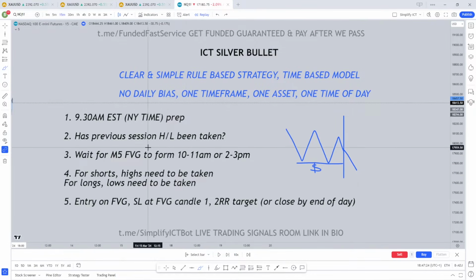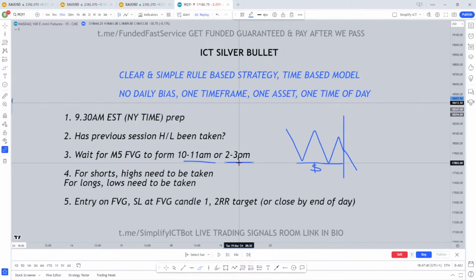So let's imagine the previous low has been taken. Wait for a 5-minute fair value gap to form between 10 to 11 a.m. or 2 to 3 p.m. Now you might be wondering, why is it only a 1 hour window? Well, this is the silver bullet AM session and this is the silver bullet PM session.